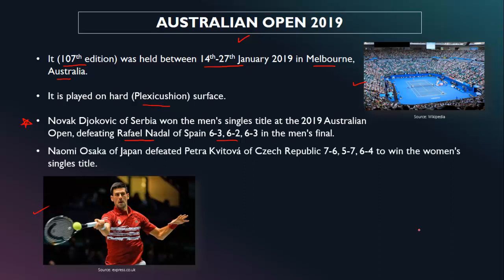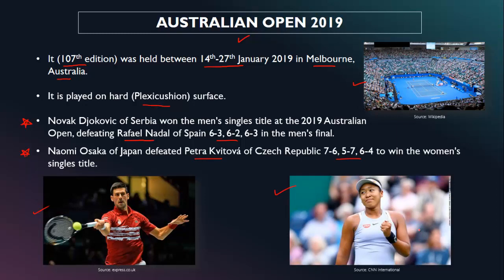Next thing we'll talk about is the female singles winner, and she was Naomi Osaka. She's from Japan, and she defeated Petra Kvitova of Czech Republic by these sets, and she won the women's title. So friends, Naomi Osaka, you can remember her, and this is the picture. So friends, here we complete the Australian Open.